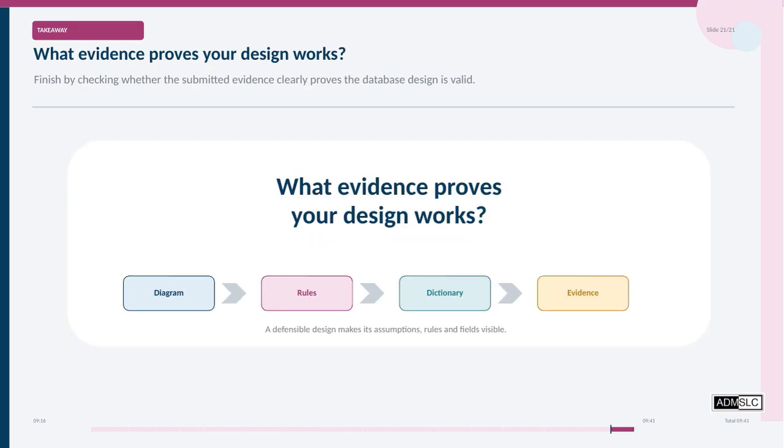As we wrap up this explainer, I want to leave you with a reflection prompt. Look at the design you've spent weeks building. When the marker opens your submission, what specific evidence will you include to prove beyond a shadow of a doubt that your design is robust, logical, and completely ready to be built? Think about that very carefully as you finalize your data dictionaries and rule sets this week.